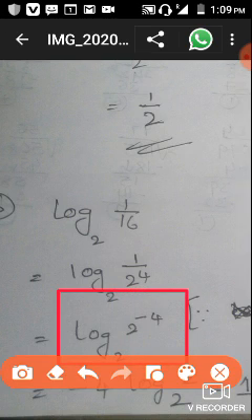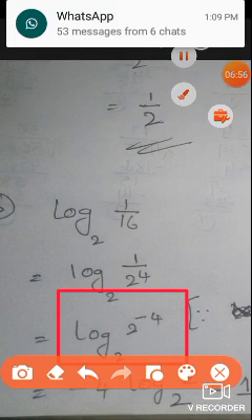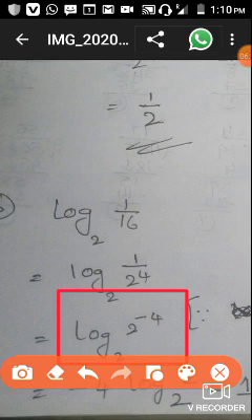So 1 by 2 to the power of 4 becomes 2 to the power of minus 4. So log of (1 by 2) to the power of 4 for base 2 equals log of 2 to the power of minus 4 for base 2.